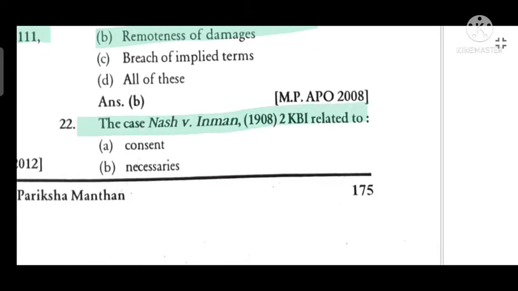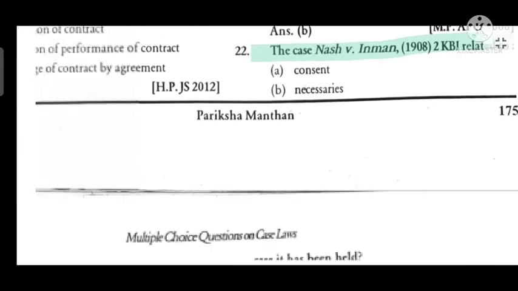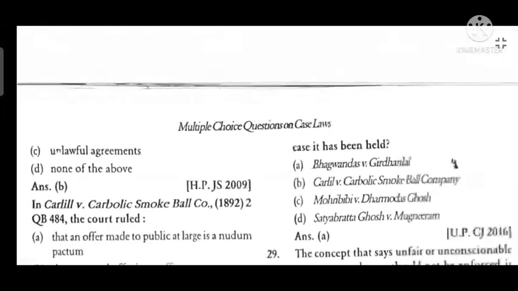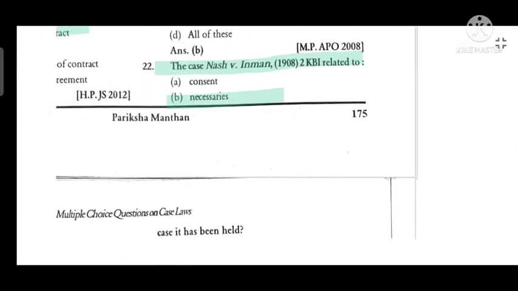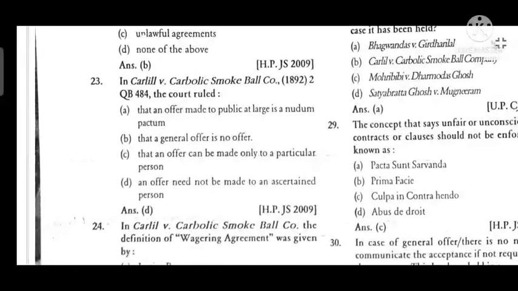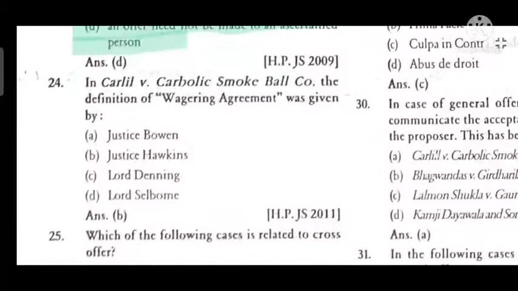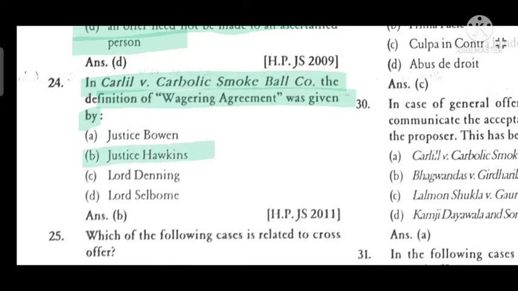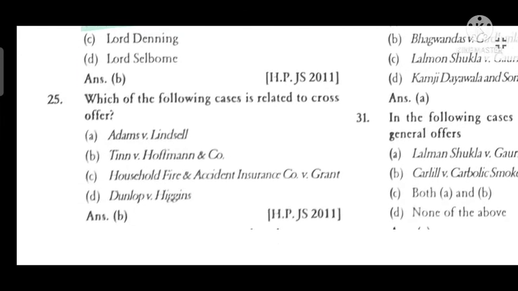The case of Nash versus Inman, 1908, related to necessaries. Carlill versus Carbolic Smoke Ball Company, 1892. The court ruled an offer need not be made to an ascertained person. In Carlill versus Carbolic Smoke Ball Company, the wagering agreement was defined by Justice Hawkins.